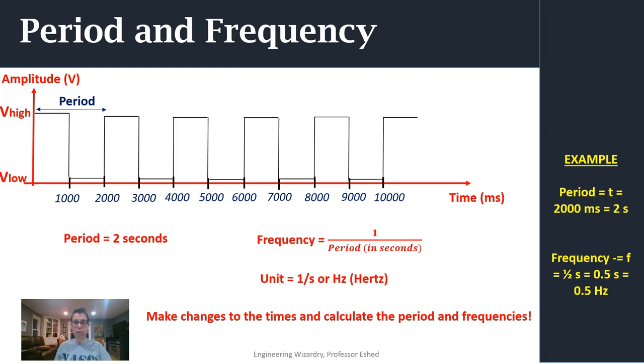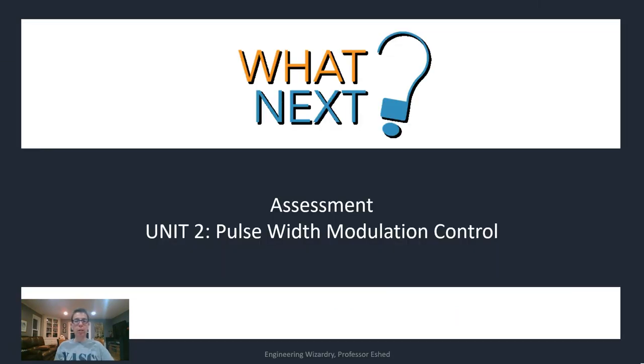You can repeat that example. It's very simple. Just do a few of them. Make some changes, and then for each change that you made, try to calculate the period and the frequency. And remember, the period needs to be in seconds to find frequency in hertz, not milliseconds. After you finish playing and making changes, there is an assessment.